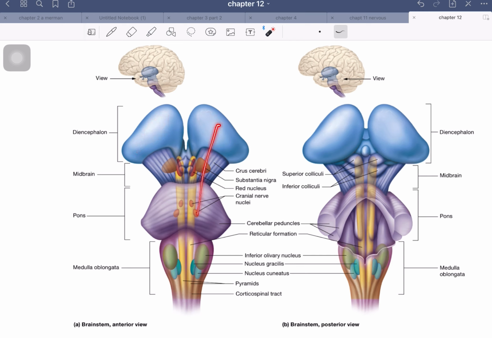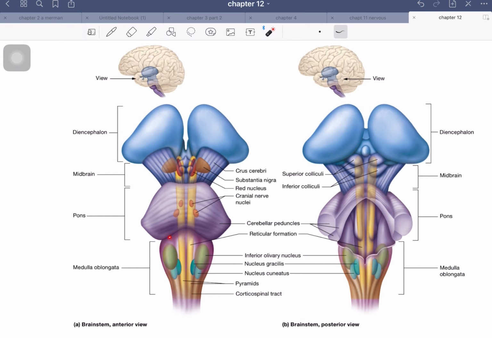Now, if we start to go over here, we can start to see more details of some of the things we're going to come across. This is the crus cerebri. You can see it's the connections between the midbrain attaching onto the diencephalon. We have an area called the substantia nigra, a very important area that's buried within here. And it has a big role in terms of Parkinson's, and we'll touch on that. And something called the red nuclei. And then we have cranial nerve nuclei scattered throughout here. We also have the cerebellar peduncles, and remember the peduncles are the connections between the brainstem and the cerebellum.